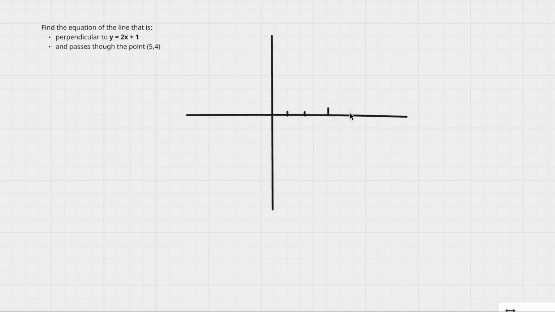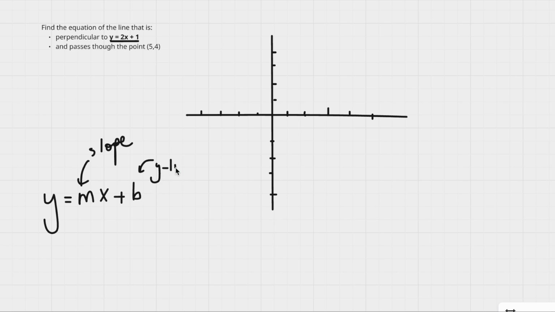Let's say each of these lines is 1. The equation of a line usually looks like this. So this example is 2x plus 1, but it's usually mx plus b, where m is the slope and b is the y-intercept. The y-intercept is just where your line crosses the y-axis, which is always this last number here. That is our b value, which is our y-intercept.